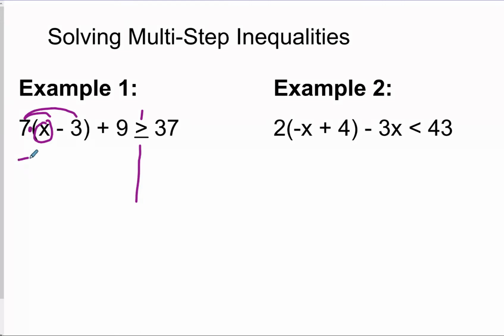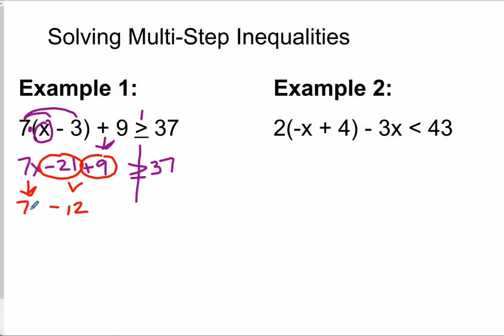7 times 1x is 7x. 7 times negative 3 is negative 21. And we're going to drop everything else down. Next, we're going to check to see if there are any like terms. Notice we don't have multiple x terms, but we do have multiple constants on our left side. Are they on the same side or opposite sides? Same side, combine. Negative 21 plus 9 is going to combine together to make a negative 12. And of course, we're going to drop everything else down.